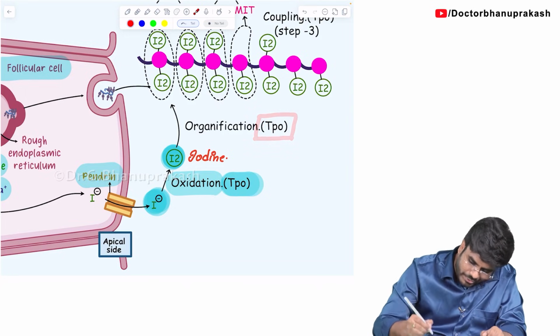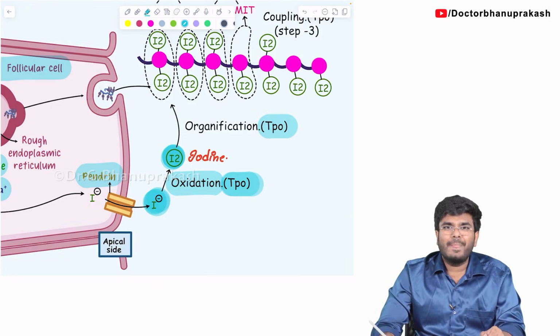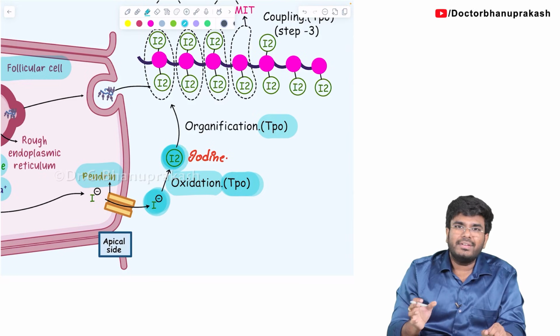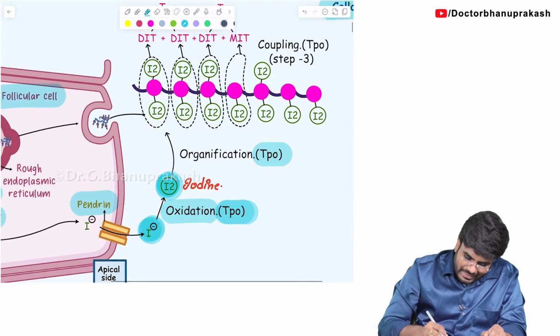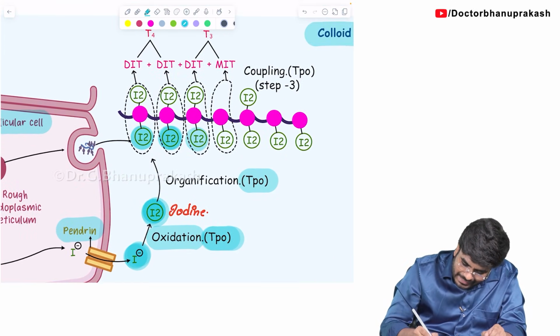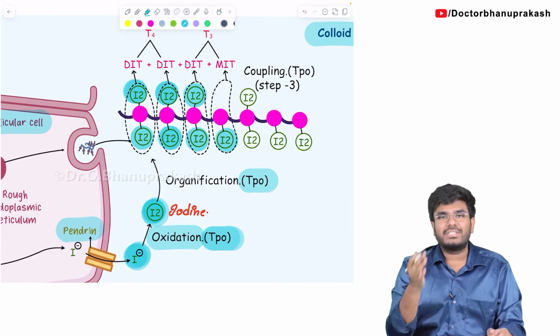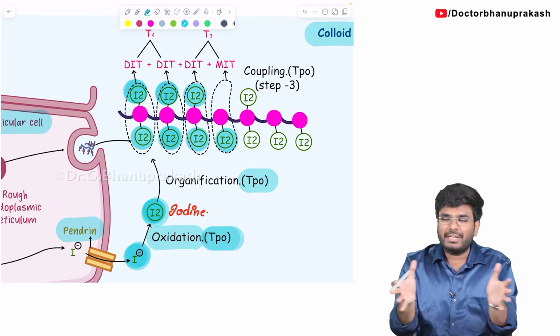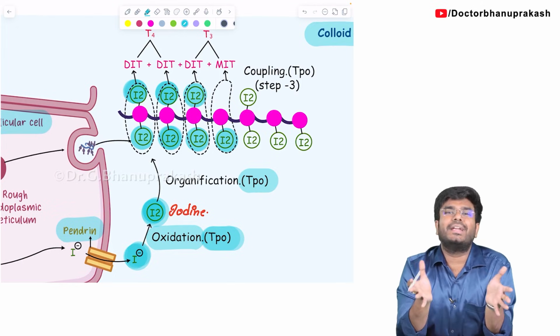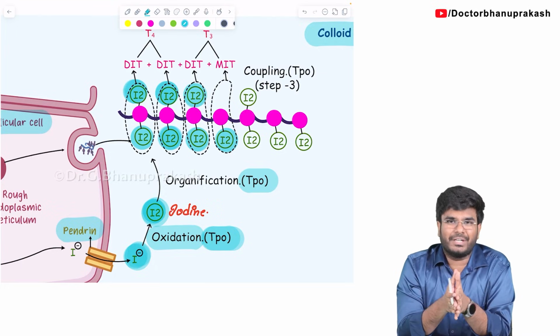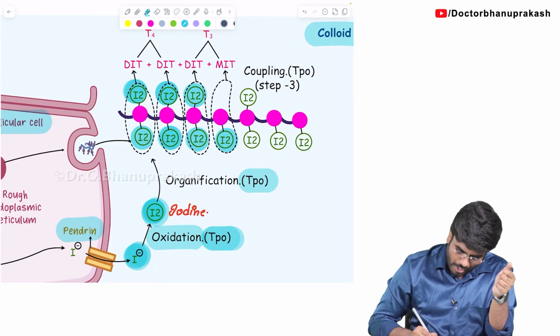Now what is this TPO doing? Now this TPO is taking the iodine and attaching this iodine to the thyroglobulin, which means for the first time, our hero and heroine met with each other. Like they are going on a date. Okay, they are going for a coffee. For the first time, they are meeting with each other. So this process is called as organification.